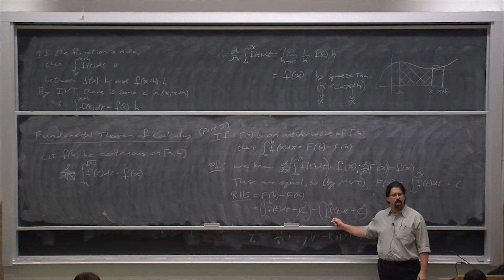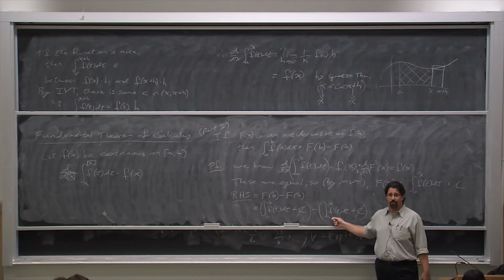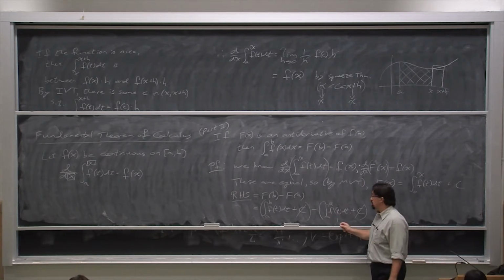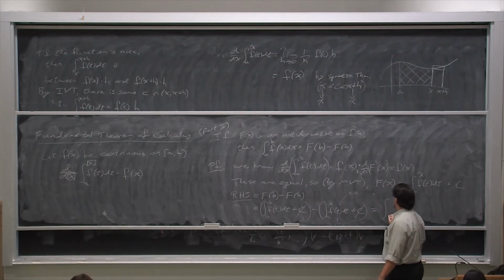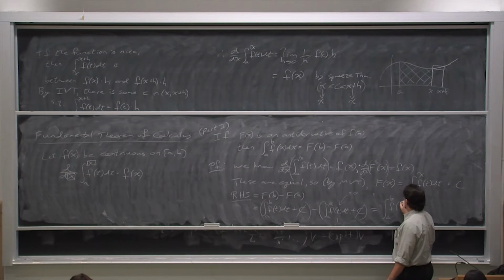What's the integral from a to a? It's 0, yeah. Right? What's the area of a line? Not very much. So this guy over here is equal to 0. So this is the integral from a to b of f of t dt.